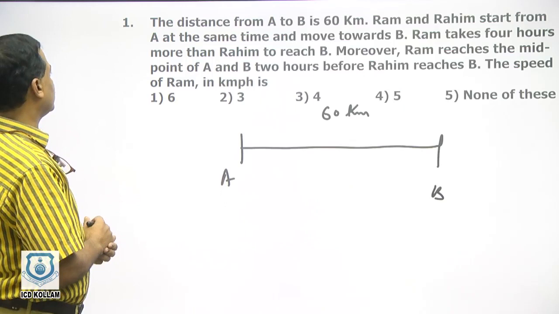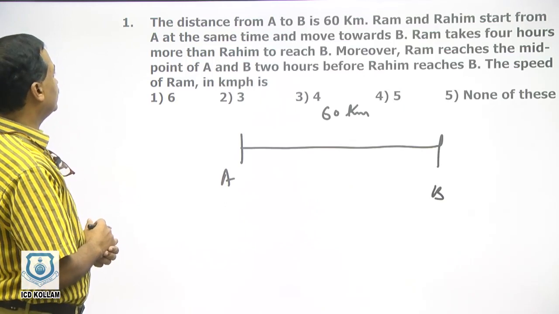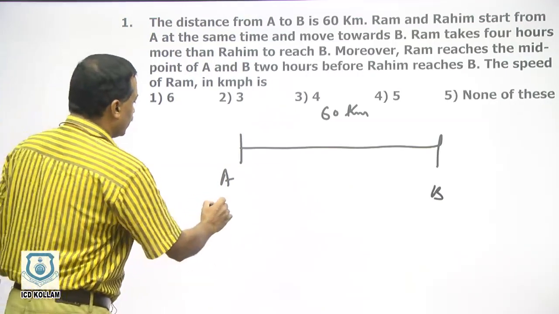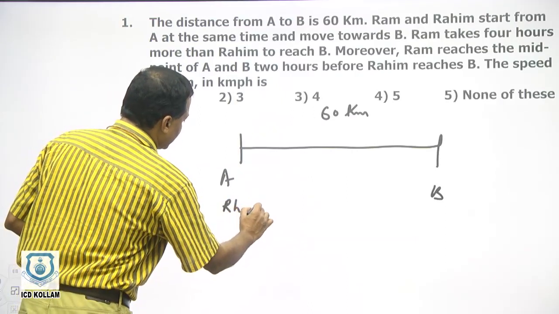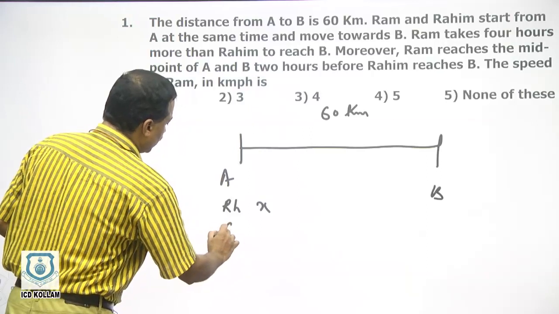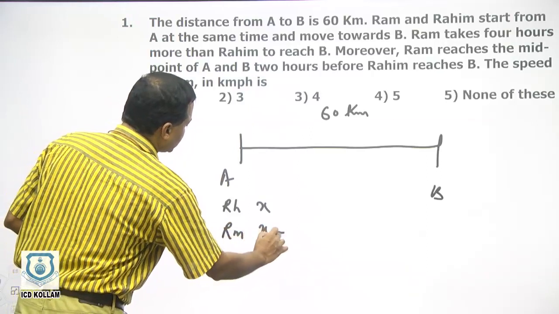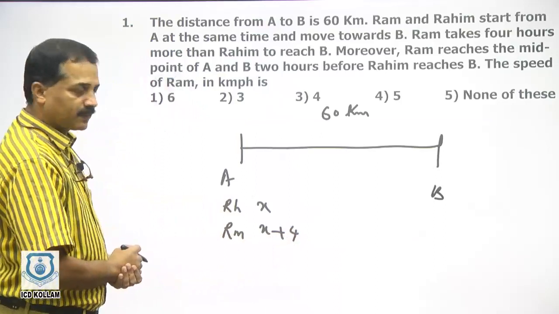Ram takes 4 hours more than Rahim. So Rahim takes say x hours, so Ram takes x plus 4 hours. Clear?